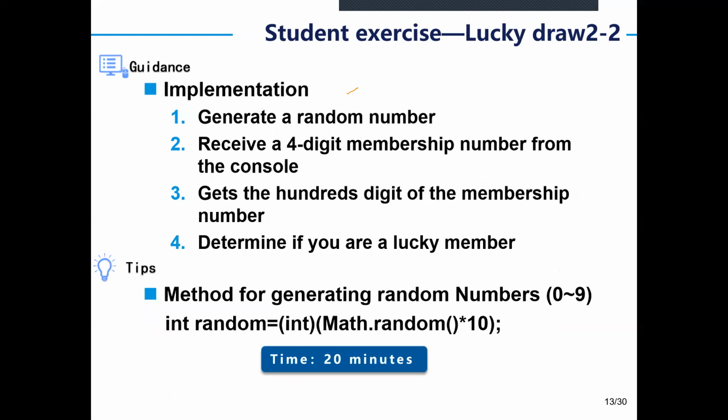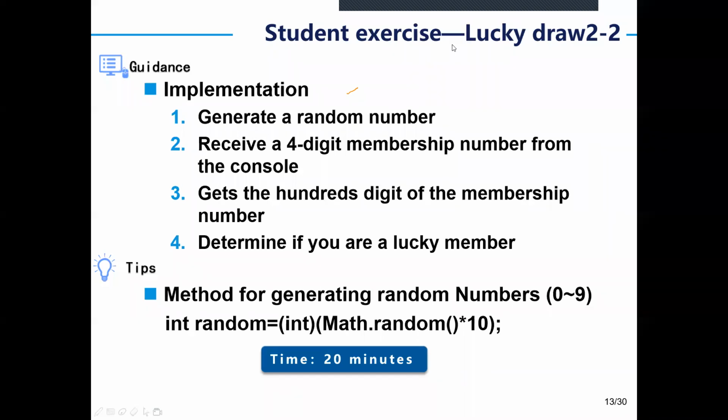Okay. The implementation steps are shown in the following. Step 1, generate a random number. In order to generate random numbers 0 to 9, we can use this statement. Step 2, receive a 4-digit membership number from the console. Step 3, get the 100th digit of the membership number. Step 4, determine if you are a lucky member.